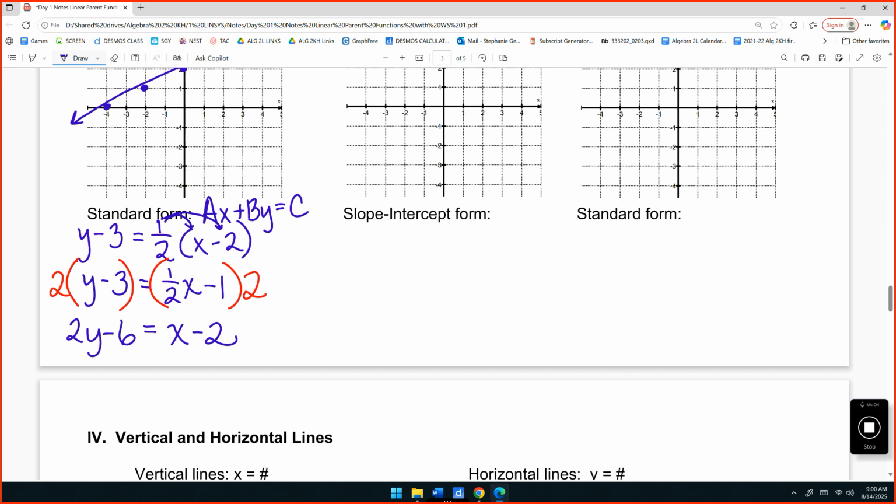So I notice x and y have to live on the same side of the equal sign, and my a has to be positive. So if I move x over here, it'll be negative, right? I don't want that. So it might be easier for me to move 2y over here, because I need x and y to be living on the same side, right? So why don't we subtract 2y, and then we're looking at negative 6 equals x minus 2y minus 2.